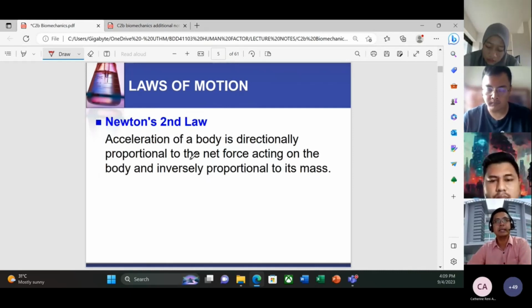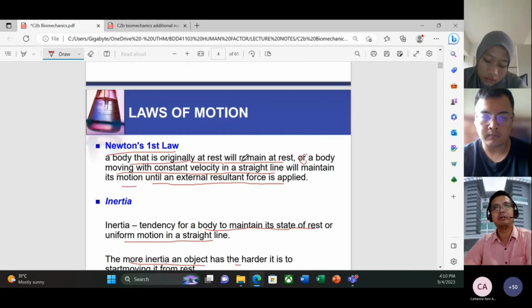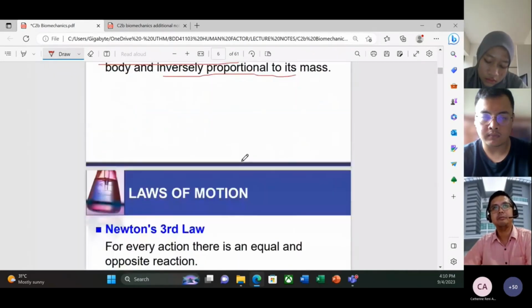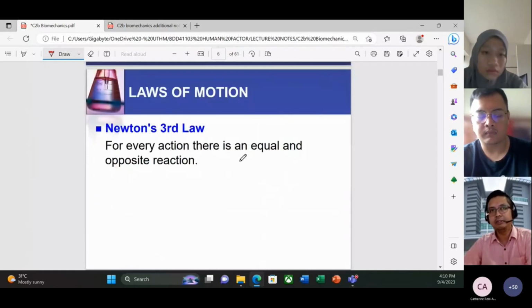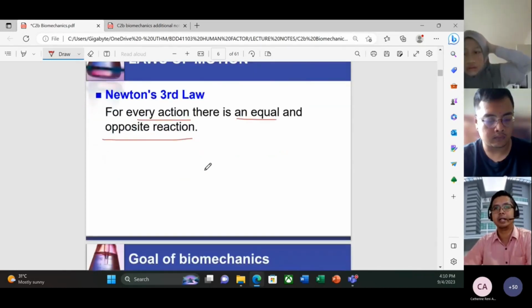Newton's second law states that the acceleration of a body is directly proportional to the net force acting on the body and inversely proportional to its mass. So this is the second law of motion, and previously was Newton's first law. Meanwhile, the third law of Newton: for every action, there is an equal and opposite reaction. So we use the first, second, and third laws in order to calculate our biomechanics.